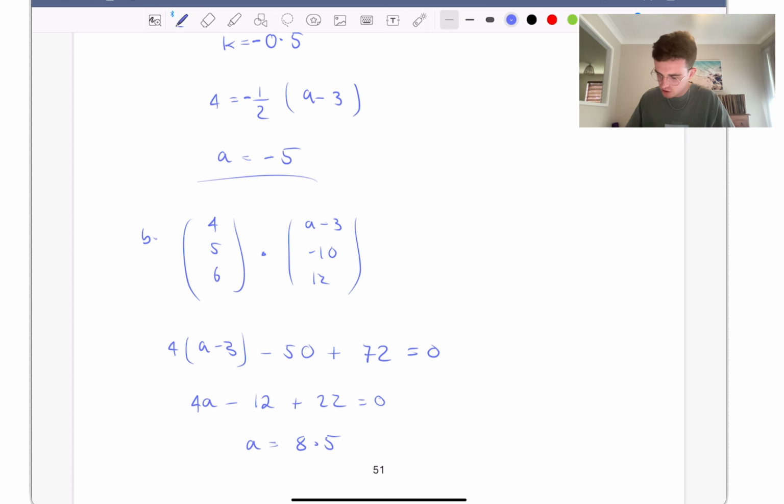I think, no, minus 12 plus 22. Yeah, what am I doing? Minus 12 plus 22 is 10. And then subtract that over, you get minus 10, and then divide by 4, you get 2.5. So minus 2.5. Took me way longer than it should have.